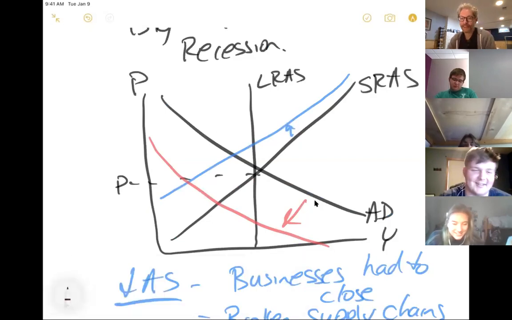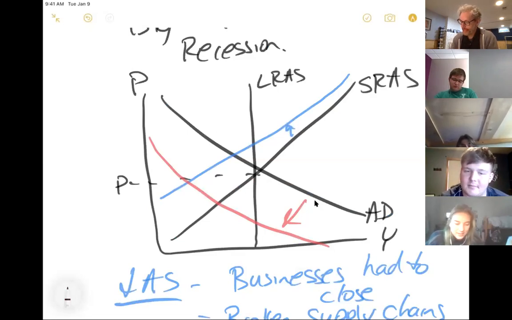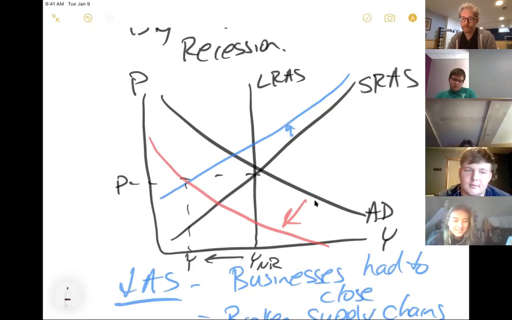Well, I'll give you a hint here. Both of these reduced output, right? Both of these have served to reduce output. But where have they had a different effect?